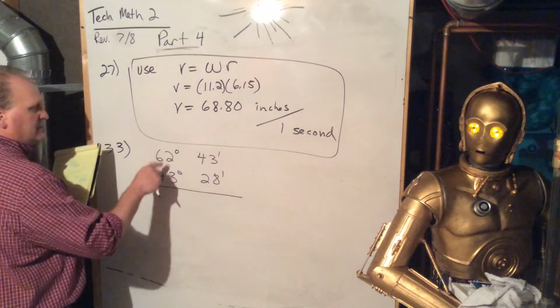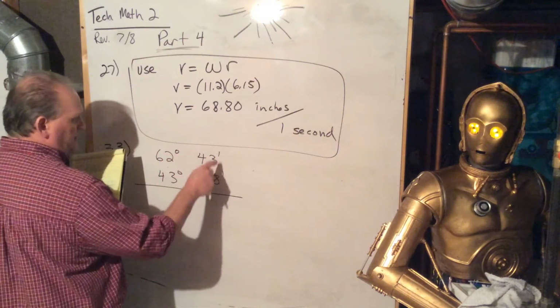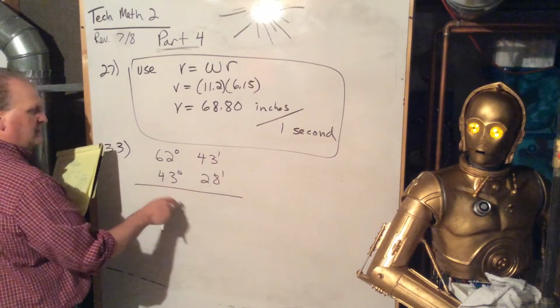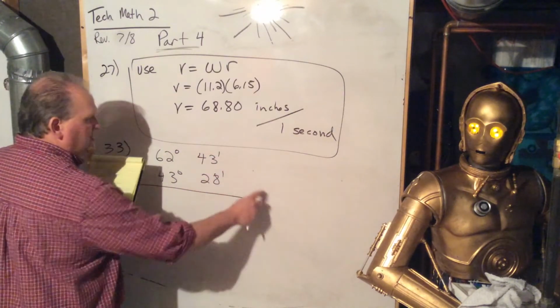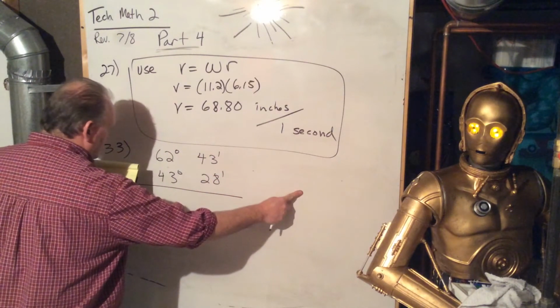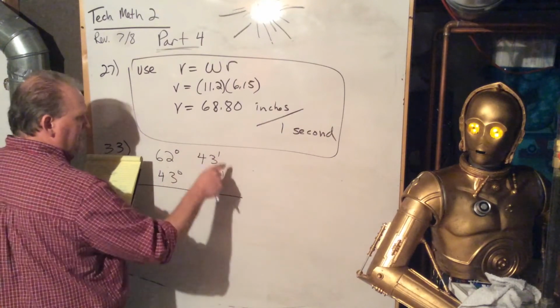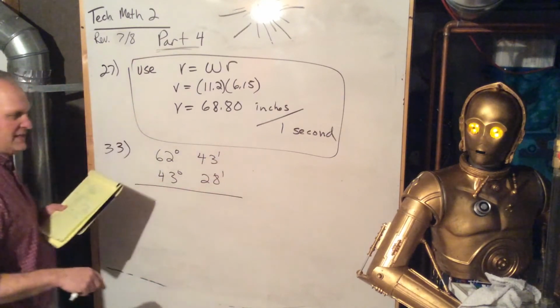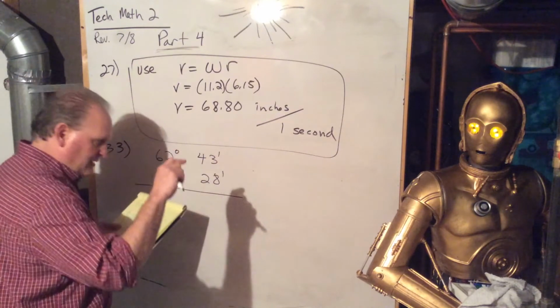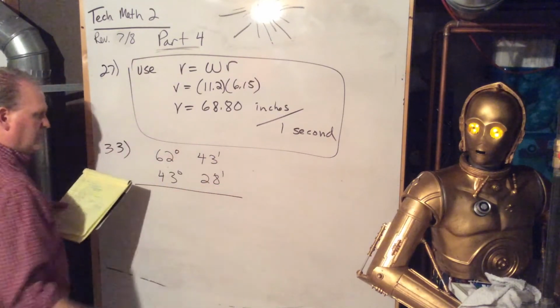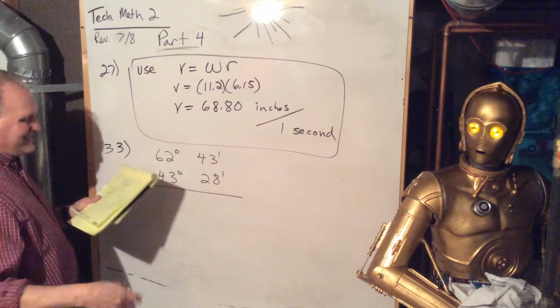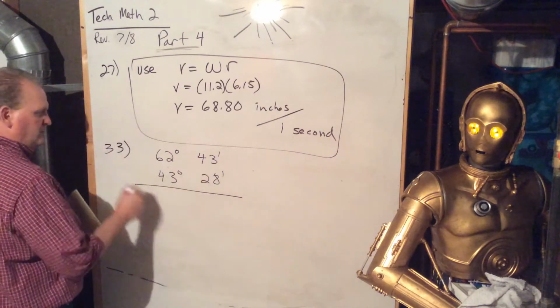So you could type it in 62 degrees, 43 minutes plus 43 degrees, 28 minutes. Hit enter, and it'll give you a decimal readout, and then you have to go back to second angle and go degrees, minutes, seconds, the DMS. Enter it again, and it'll kick it back to this. That's a lot of screwing around. I'm going to show you how to do it just by hand.